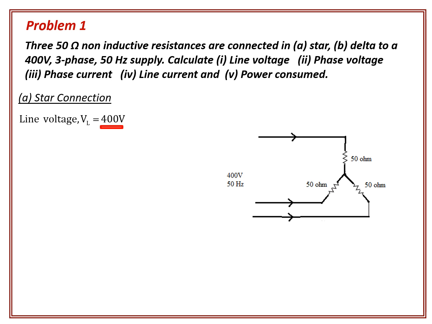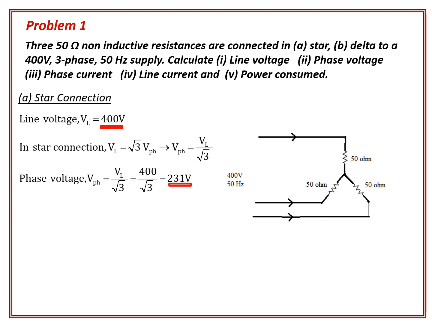Next, to calculate phase voltage, consider the equation VL equal to root 3 V phase. From this equation, V phase is equal to VL by root 3, which is equal to 400 by root 3, which is equal to 231 volt. This is the answer to the second part.